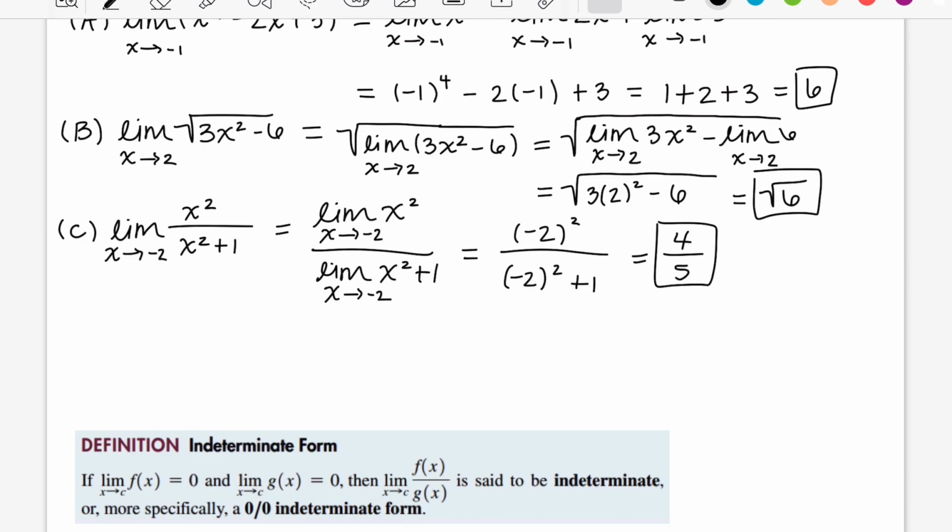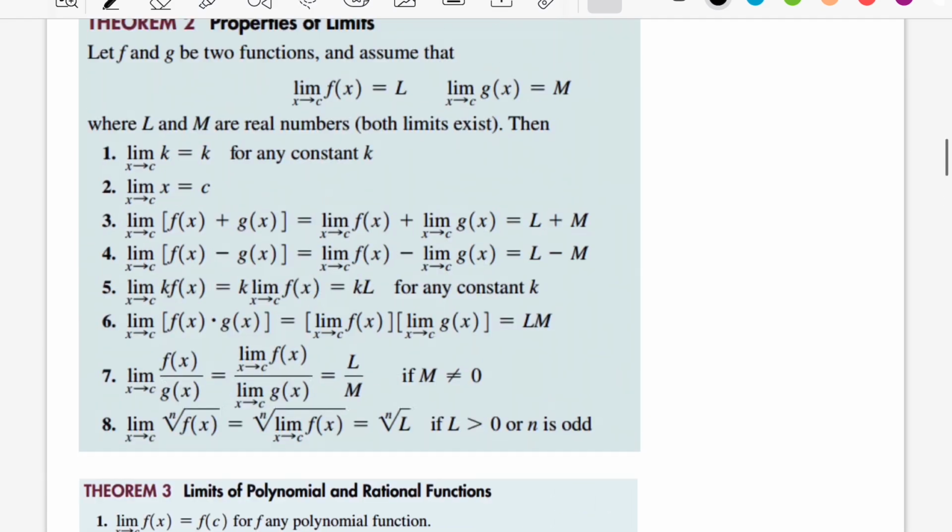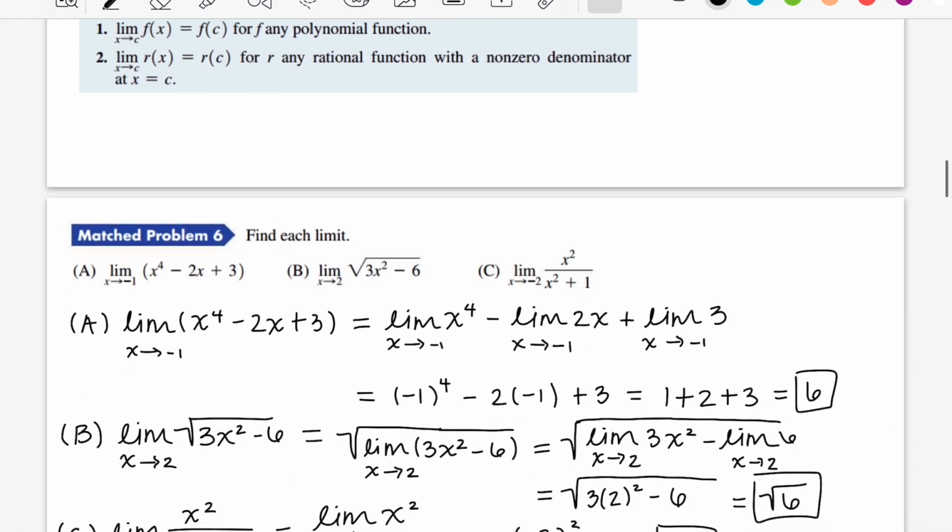All right, so not too bad. We can just use these properties here to find these limits.